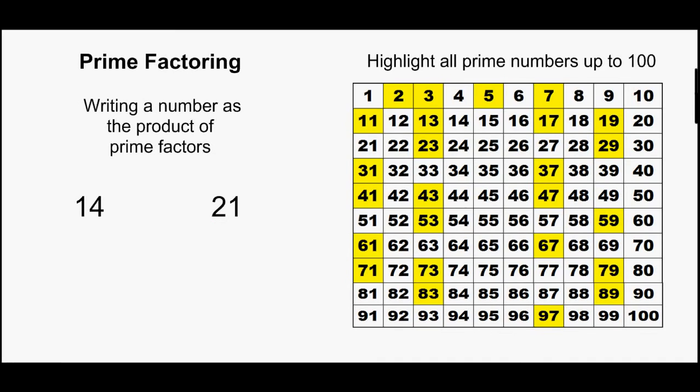Let's try another example. Here I have the numbers 14, which I can write as factors 2 times 7. 2 is prime, 7 is prime. 14 equals 2 times 7. 21 I can break into factors 3 times 7. 3 is prime, 7 is prime. 21 can be written as 3 times 7.